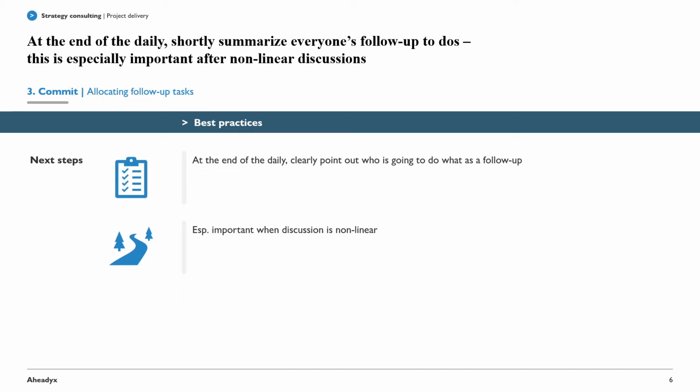And third, we got commit, allocating follow-up tasks. So sometimes discussions in dailies just happen to be non-linear, and at the end of the day, no one really knows what they are supposed to do anymore. So your job is here to make it very clear at the end of the daily, even if it's a bit repetitive, who's going to do what as a follow-up task.